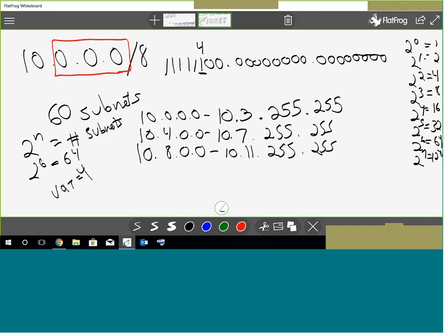What's the new subnet mask? It was 255.0.0.0. What is it now?